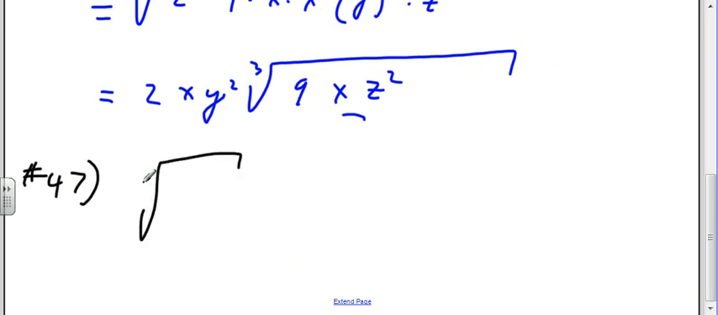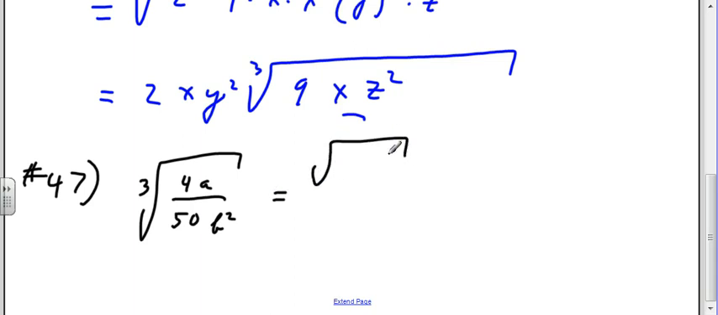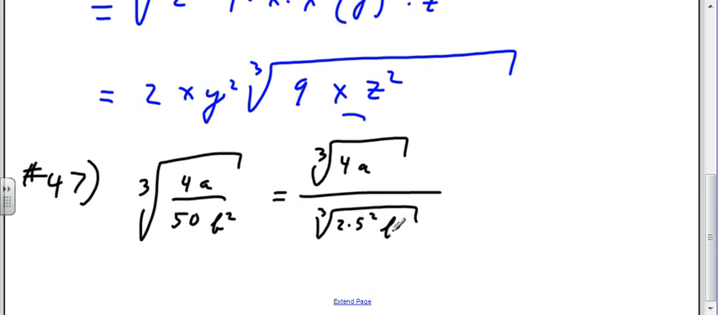All right, so I got the cube root of 4a over 50 b squared. Well, 4 is not a perfect cube. A is not a perfect cube. Neither is b squared. Neither is 50. So I'm sort of hosed on all that. But I've got a radical in the denominator, which I'm not allowed to have. So this is the cube root of 4a over the cube root of 2 times 5 squared b squared.